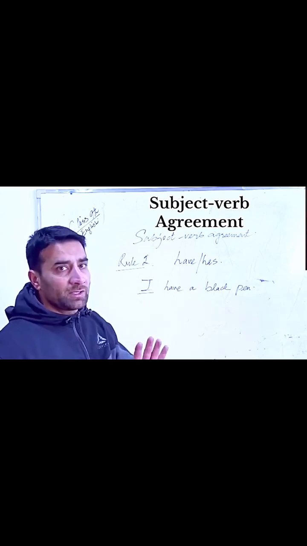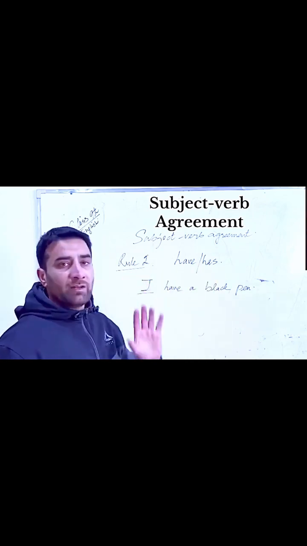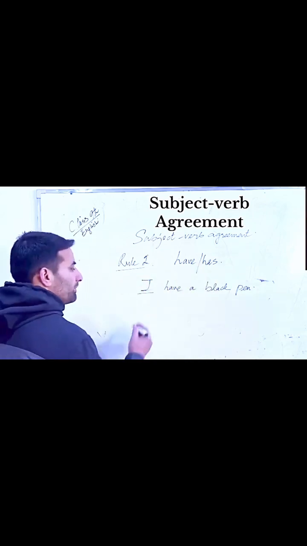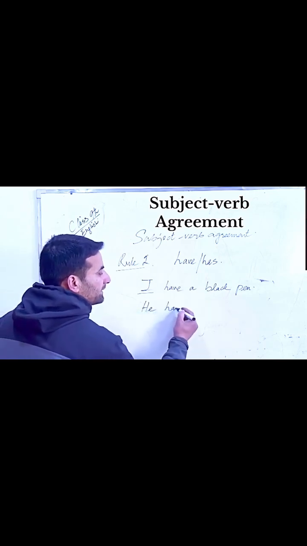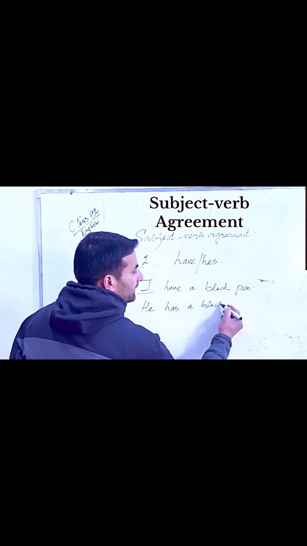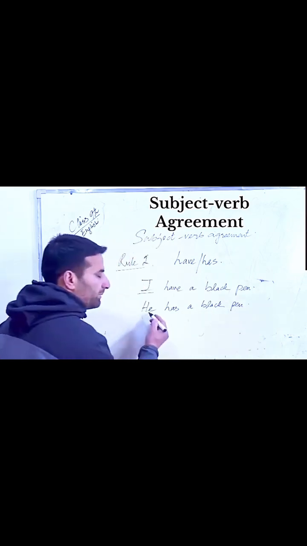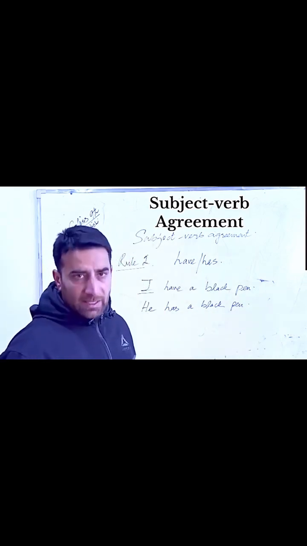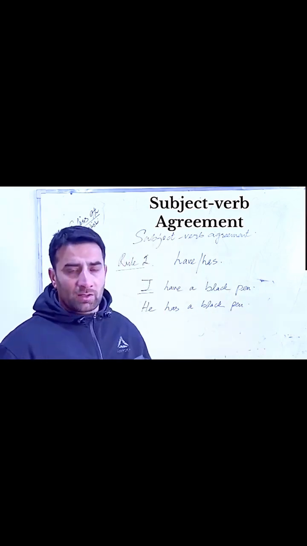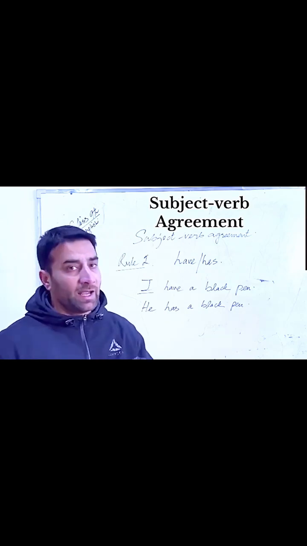But one important exception is use of has with third person singular. So he has a black pen. Or it can be sometimes she has a black pen. And talking about the color of a car, it has black color.